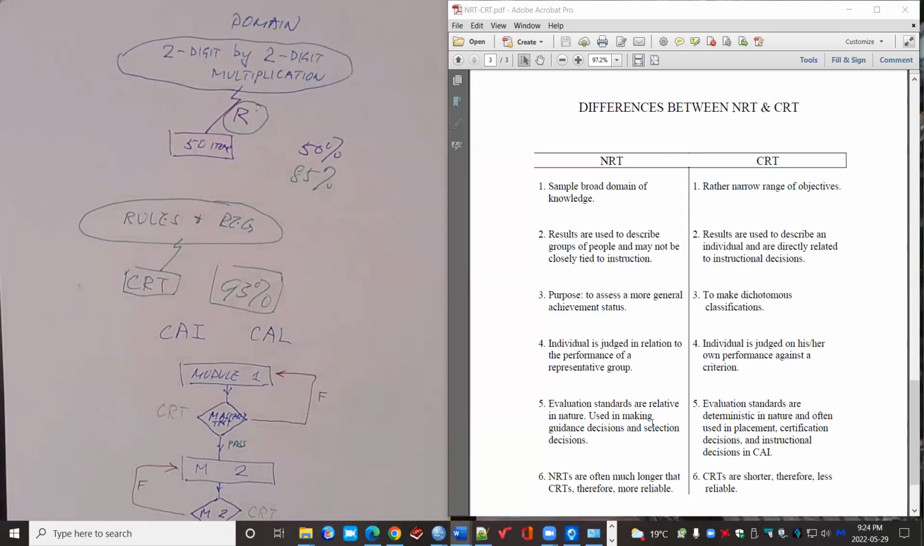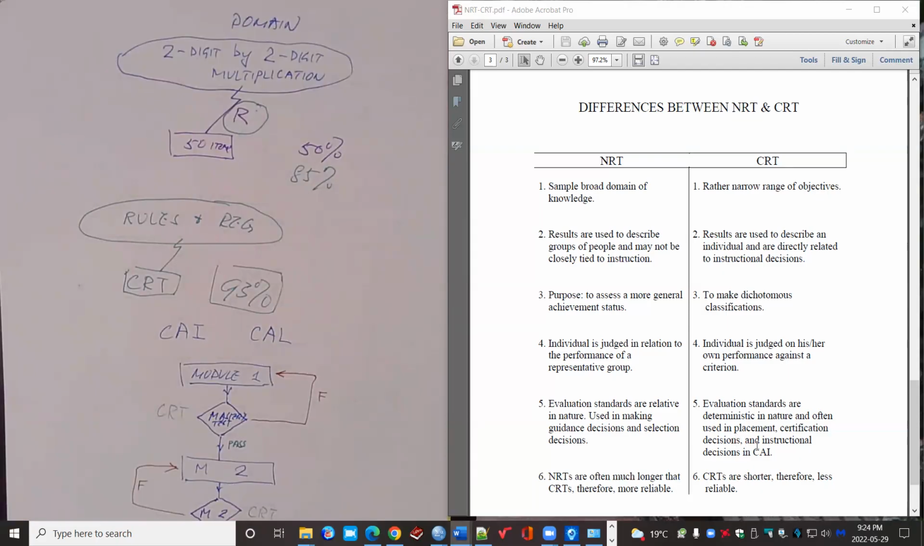NRT evaluation standards are relative in nature. Remember percentile. Okay, compare the examinee's performance with that of the norm group. So you come back with, say, a percentile. Okay, so it's used in making guidance decisions and selection decisions, guiding decisions, whether you should go on to grad studies or whether you should take this subject or not, that type of thing.